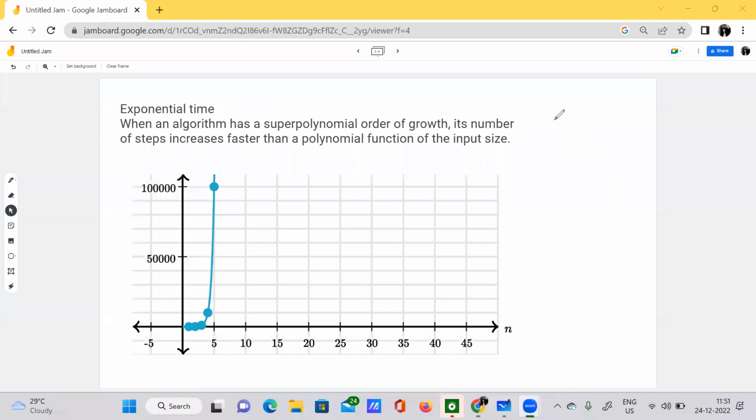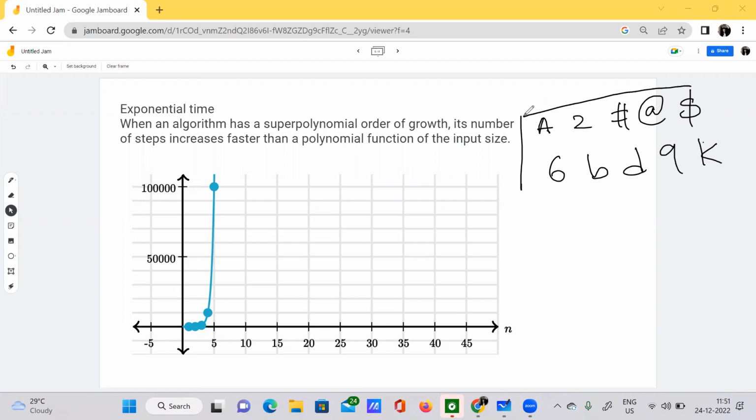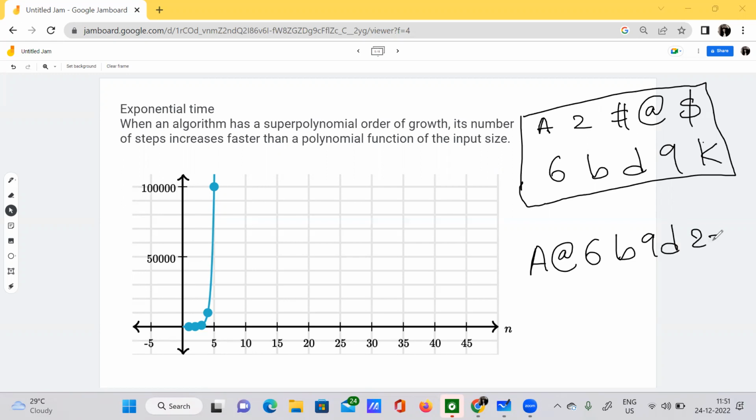For example, if I have a few characters like maybe a and 2 and hash symbol and at the rate and dollar symbol and 6, b, d, 9, k. So I want to make use of all the characters listed in this particular box, and I want to make a strong password. So how to do that? One possible way could be maybe capital A at the rate 6B 9D 2 hash K. So this would be one possible way.